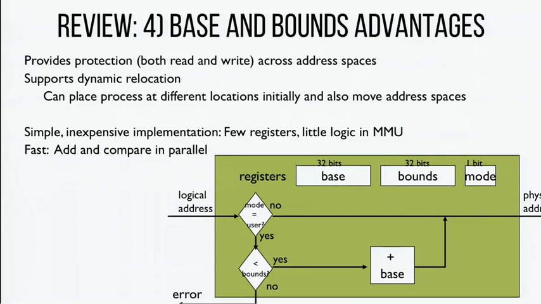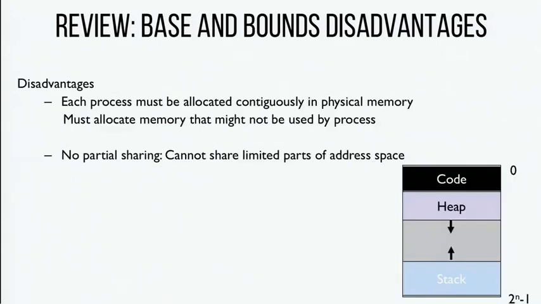So anybody remember any questions they have about base and bounds or some of these past approaches? Yeah? Why does the bounds register hold the size? You could do it either way. It's just convention. You just define it one way or the other. I like making it the size so that I can do the addition and the comparison in parallel. If you made it the last address, you'd have to add first and then compare. But hardware is so fast, it's kind of silly to worry about keeping that as fast as possible on the critical path. All right, good question.